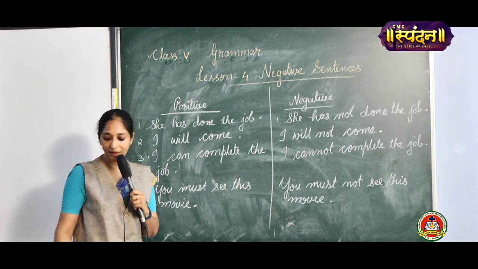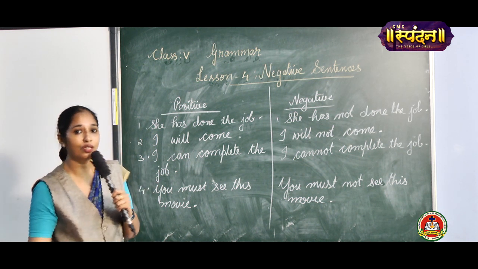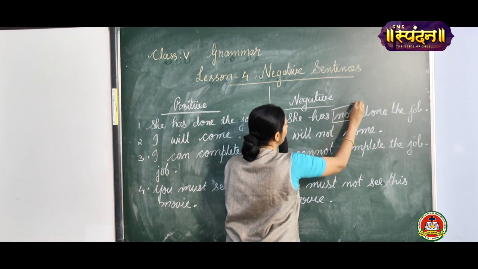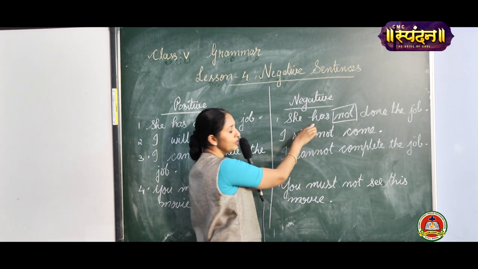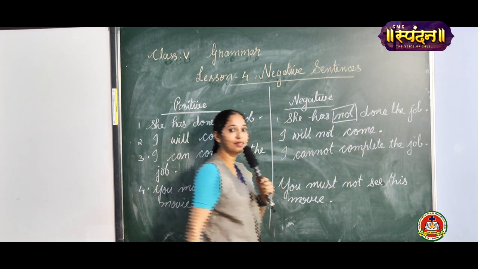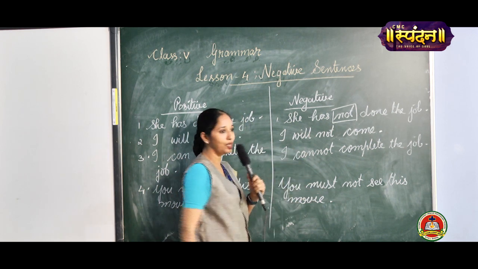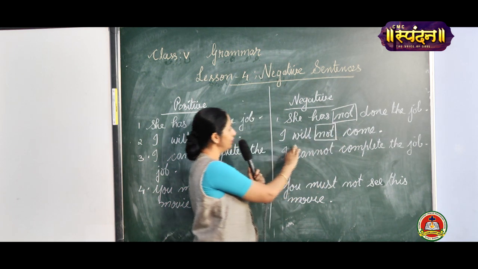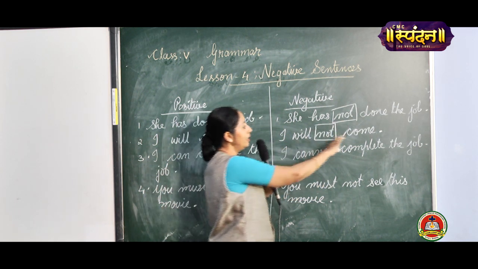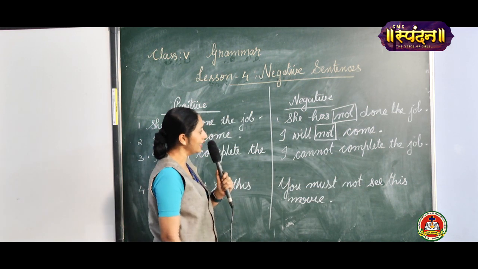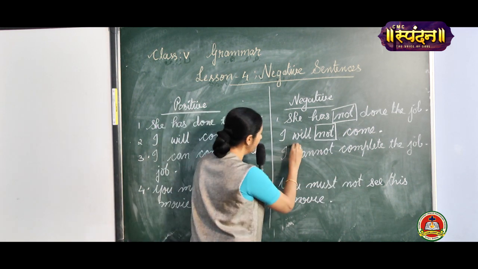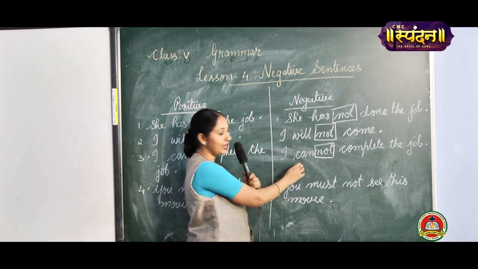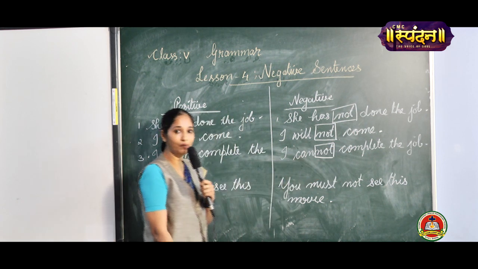Now let's have a look at the position of the word not. She has not done the job. This not is coming between the helping verb has and done. Second sentence, I will not come. This not is again coming in between the helping verb will and come. I cannot complete the job. Cannot. So not is coming between helping verb can and the main verb complete.